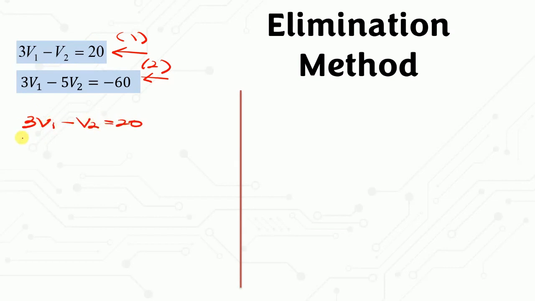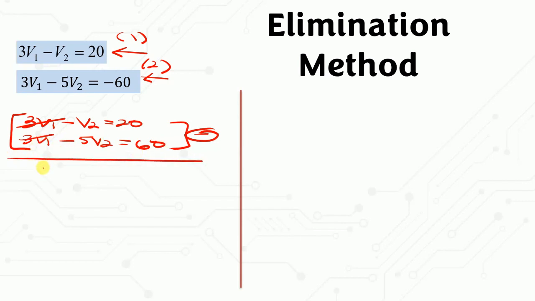Let me write the equations again. We have 3v1 minus v2 equal to 20. Then we have 3v1 minus 5v2 equal to 60. To eliminate v1, we need to subtract: 3v1 minus 3v1, so we eliminate this. 3v1 minus 3v1 is 0. Then we need negative v2 minus minus 5v2.